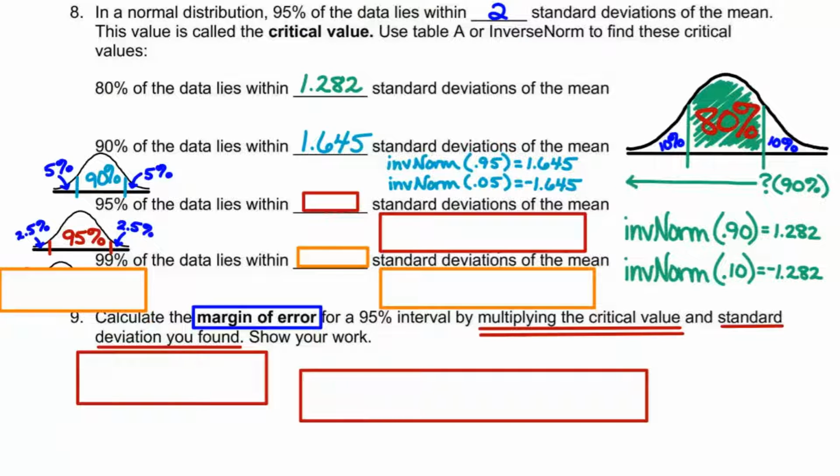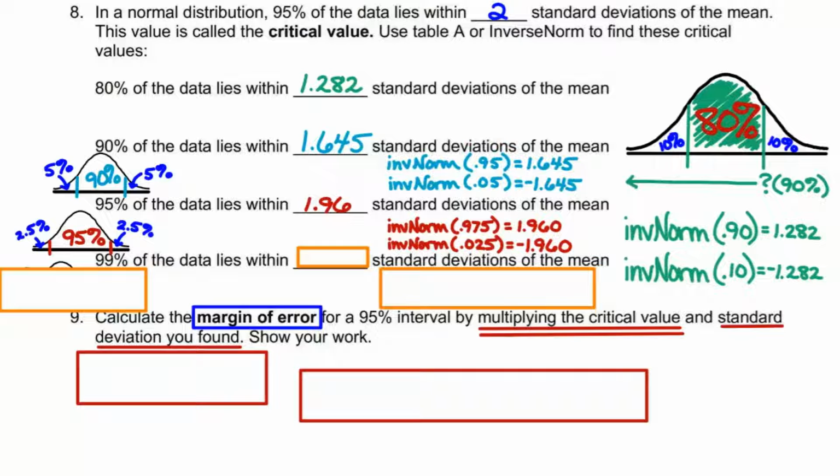What is this critical value? 1.96 is absolutely correct. What about for a 99% confidence interval? How much is in each of my tails? 0.5% gets split between those two tails, so 0.005. Giving us a critical value of what? 2.576.